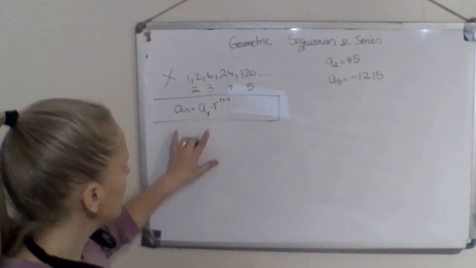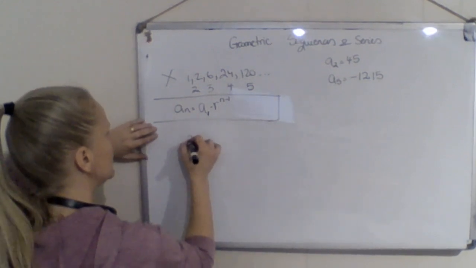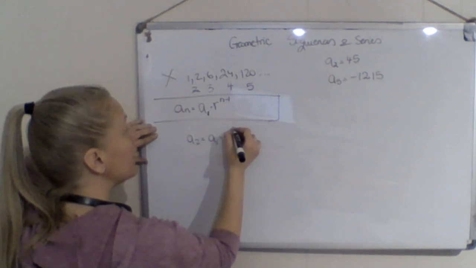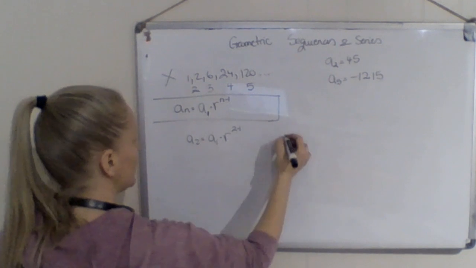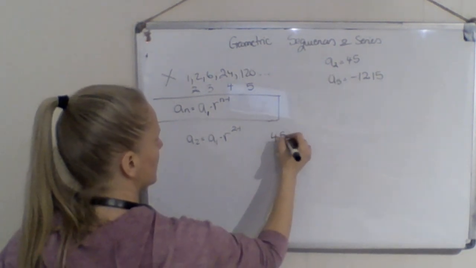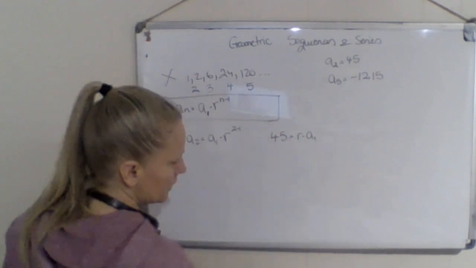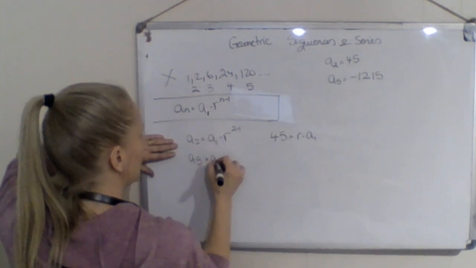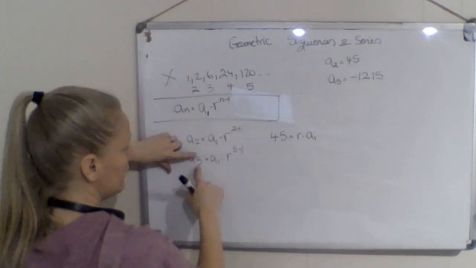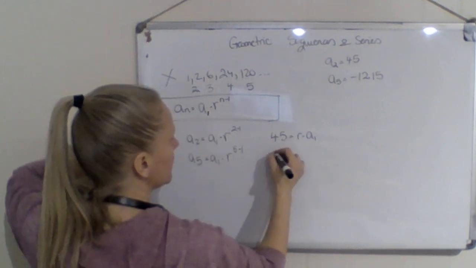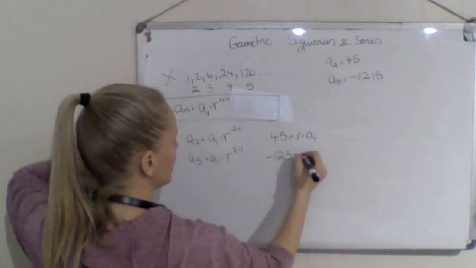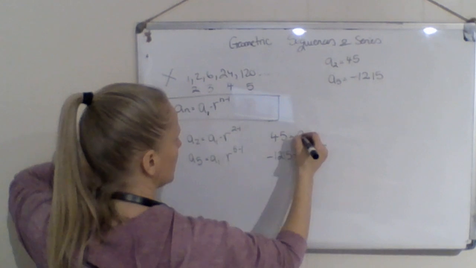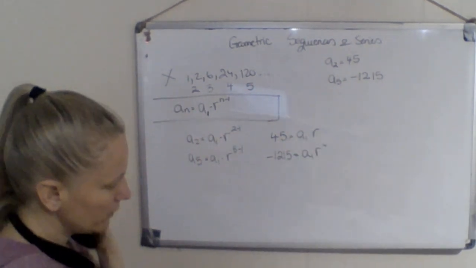So here's what we know. We're going to follow this pattern over here. A2 equals A1 times R to the 2 minus 1. And let's go ahead and refill this and write this as 45 equals R times A1, correct? That's all we have. We don't have anything else. For my second one, A5 equals A1 times R to the 5 minus 1. Whatever number is here goes in there. Or negative 1215 equals A1 times R to the 4th. Let me write these in the right order. A1 times R to the 4th. This is where we are, right?